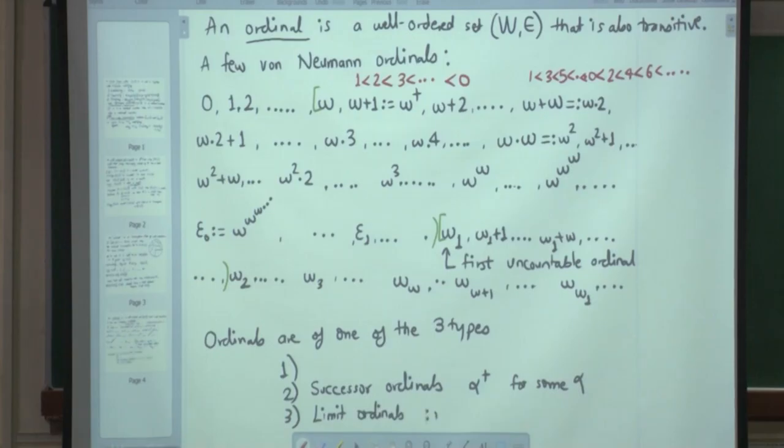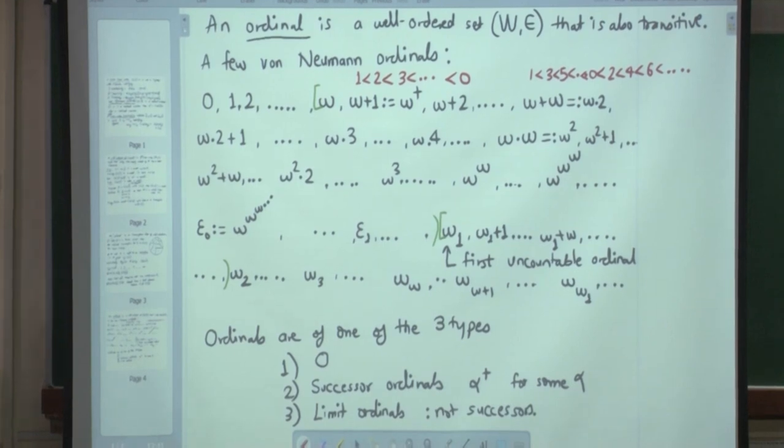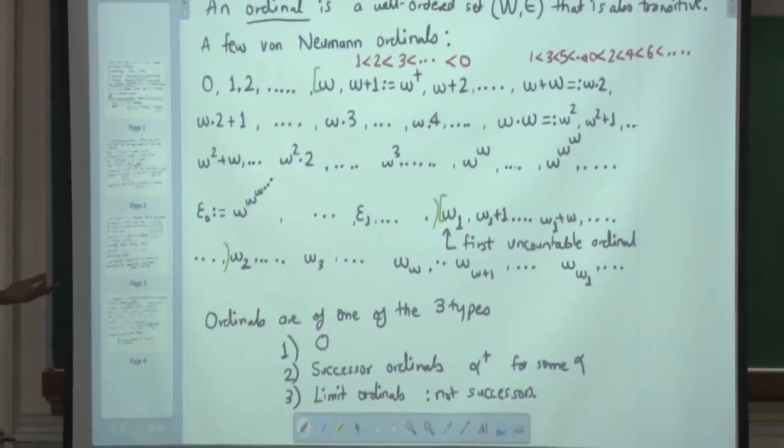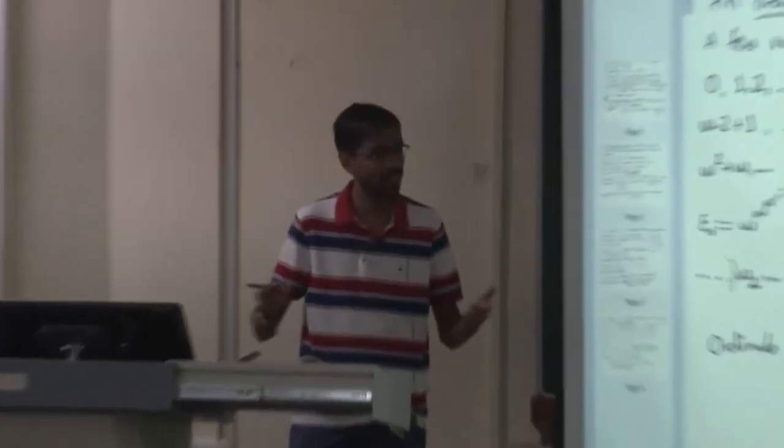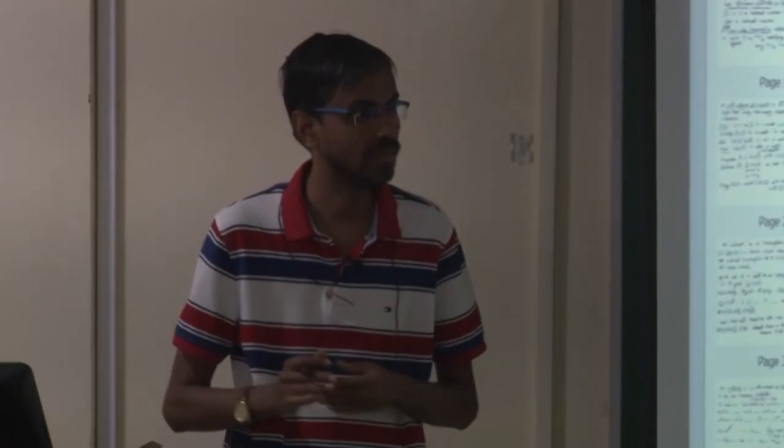So these are not successors. And what is number 1? 0. Yeah, 0 is not termed as limit or successor. Some people will say that it is a limit ordinal, yeah, because it does satisfy that it's not a successor of anything. But I would like to distinguish between these three things.